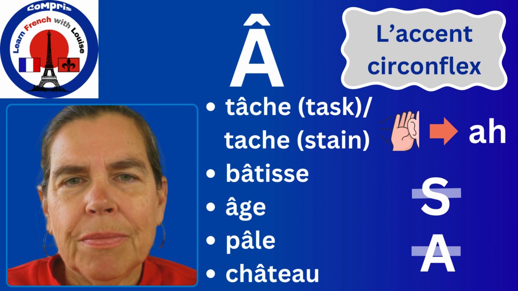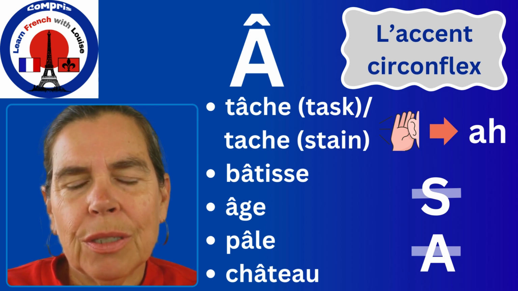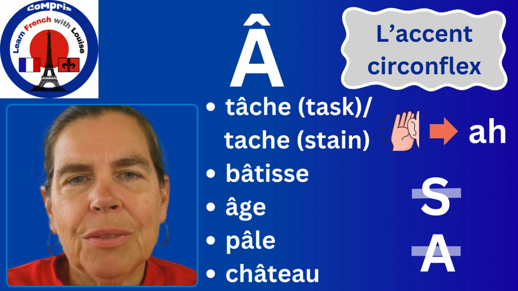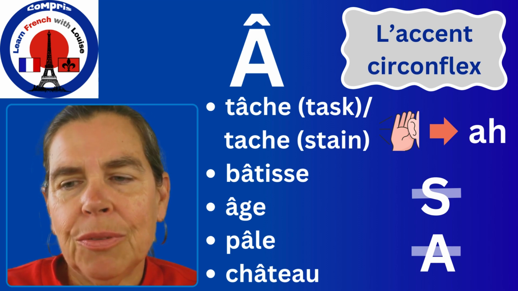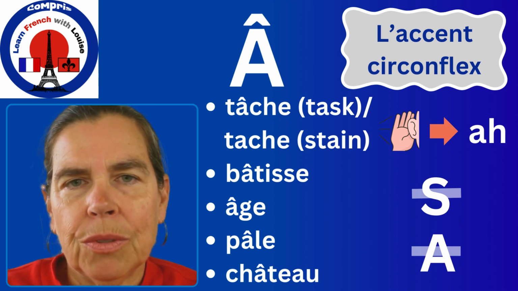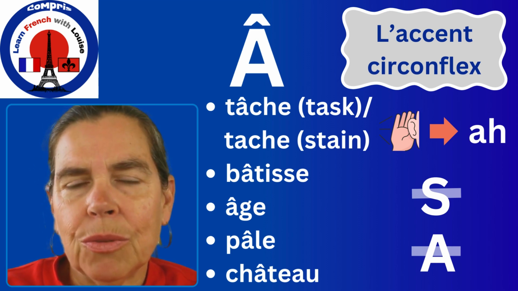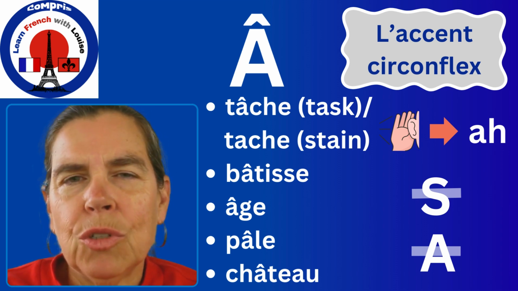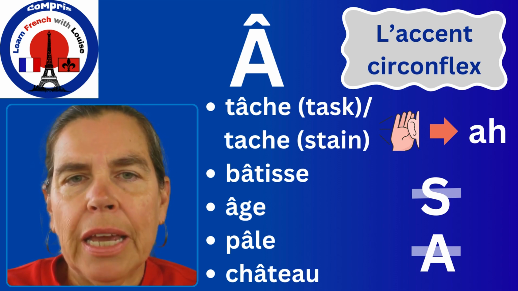Âge, âge. Pâle, pâle. Château, château. In all of these examples, you can hear the sound of the A as being A, A.